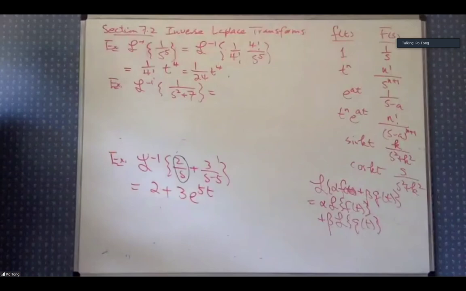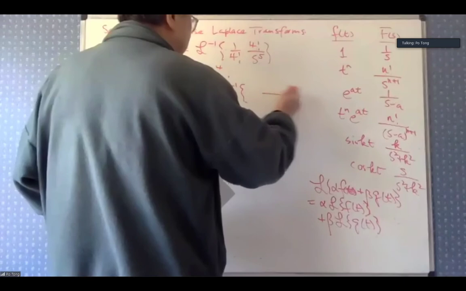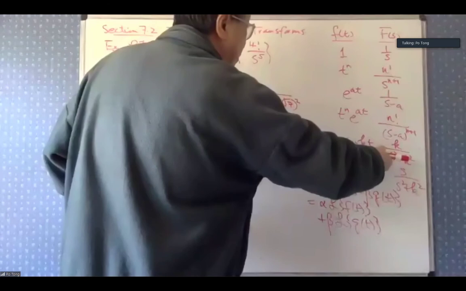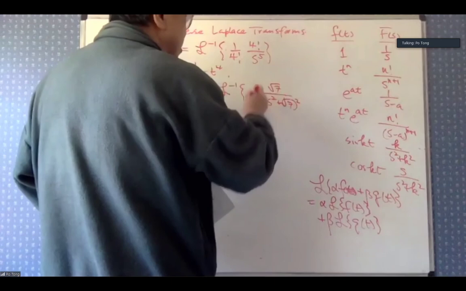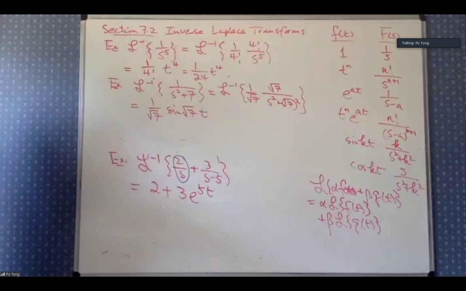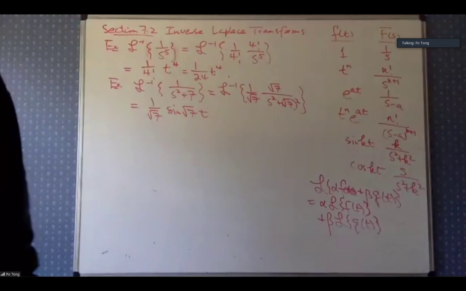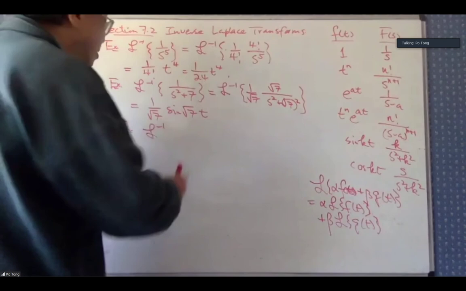Inverse transform of 1 over s squared plus 7. We write it as s squared plus square root of 7 squared. We want to make it look like this. So 1 over square root 7 times sine of square root 7 t. Hey, are you guys following? Let me know if you follow or not. I'm going to just keep going. If I go too fast, you need to let me know.